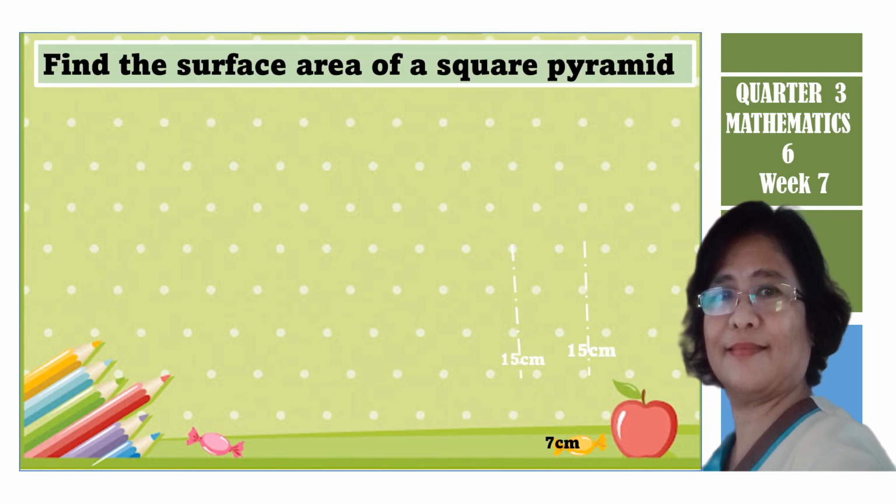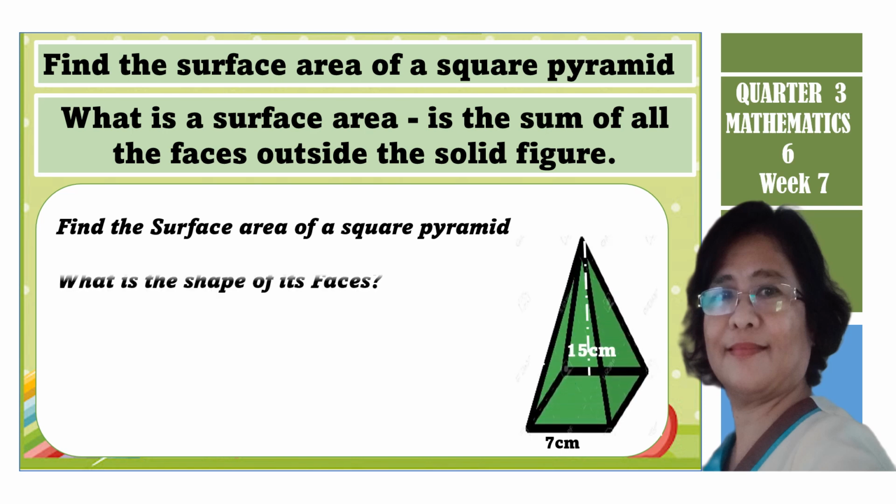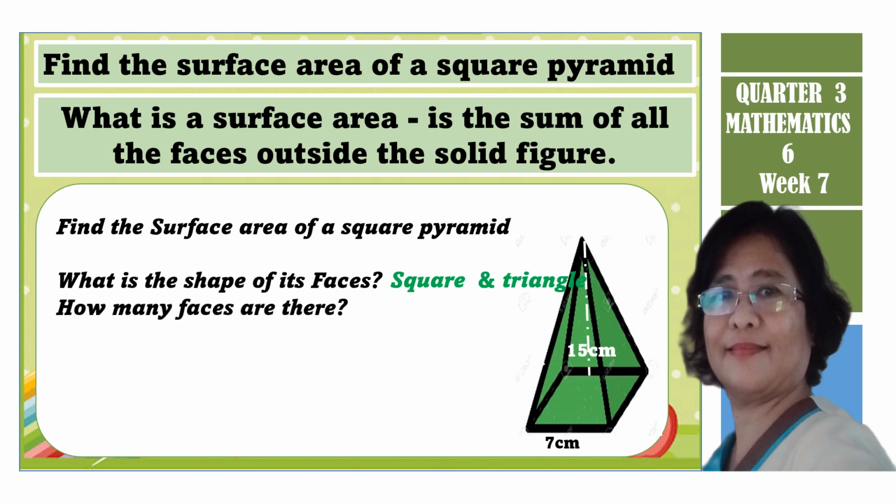Next, we have the surface area formula for the square pyramid. So find the surface area formula for a square pyramid. This is our pyramid. What is the shape of its faces? Correct. It has a square and 4 triangles. How many faces are there? Can you count them? Yes, we have 5 faces.